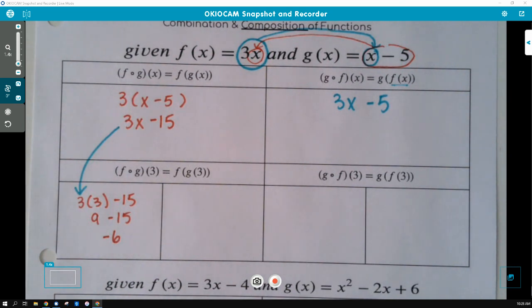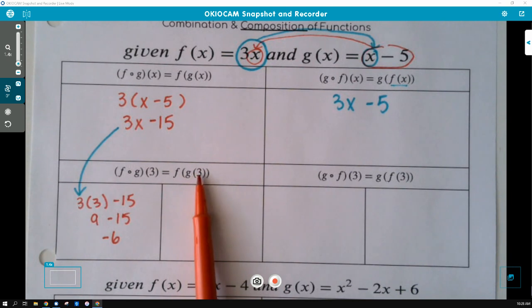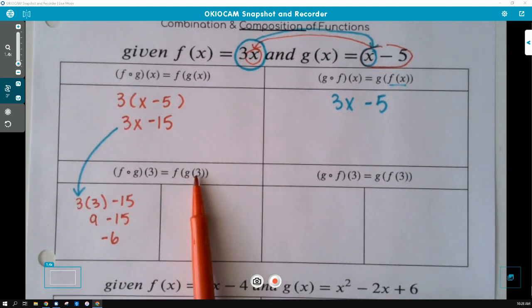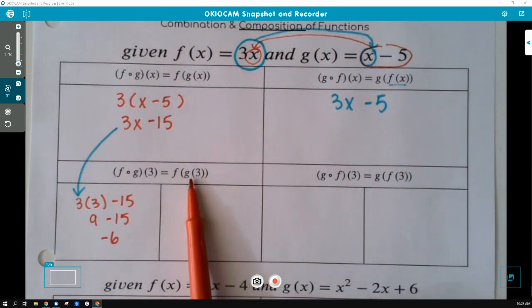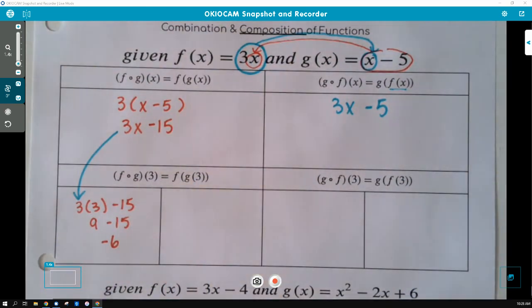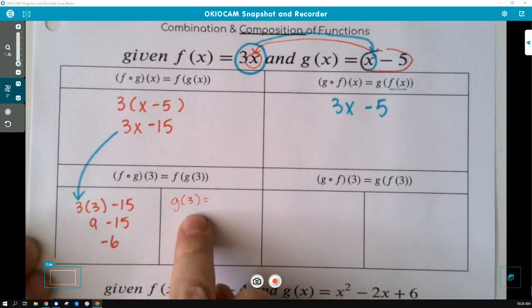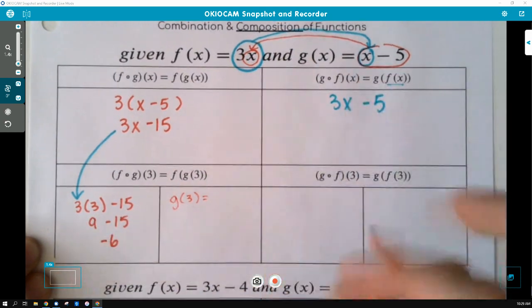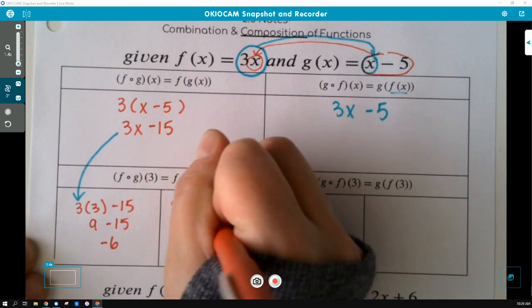The other way we can do this is instead of plugging the 3 into f of g of x, we can plug the 3 just into g of 3 and then plug that number into f of x. So that one we would just work from the inside outside. So I would find g of 3 first. So g of 3 would be 3 minus 5, which is negative 2.